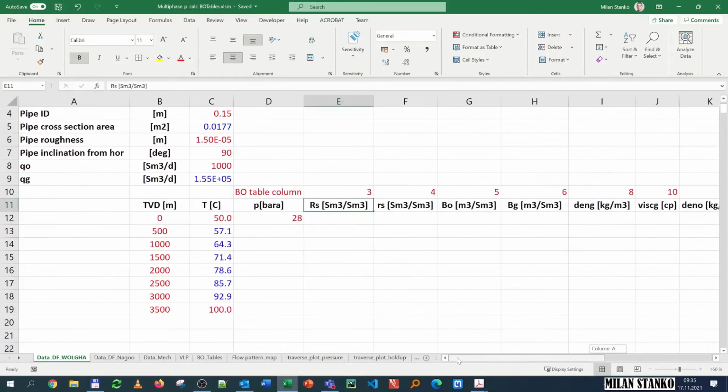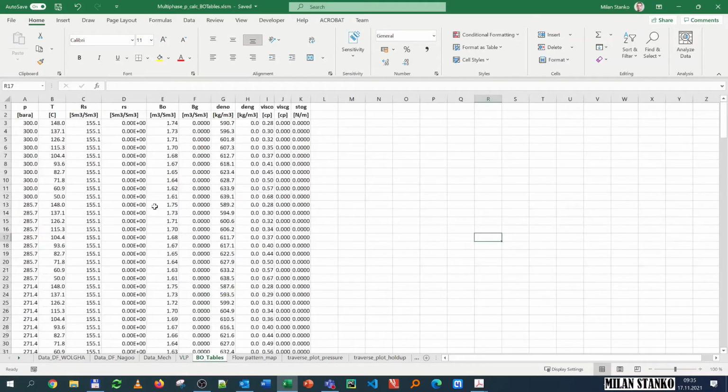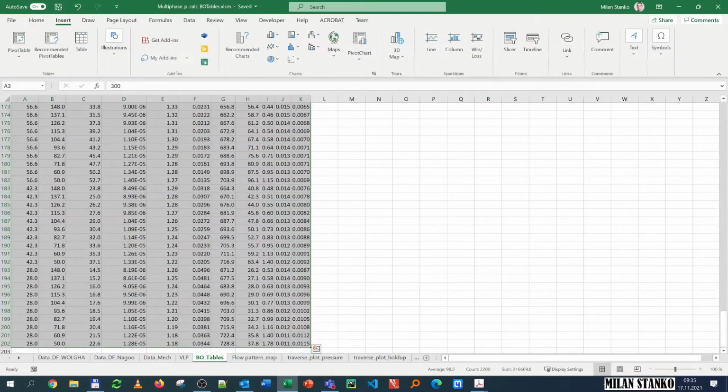Okay, so the first thing is that let's start. We have here a condition of pressure and temperature, so we can calculate all of our black oil properties and all of our fluid properties, and we go here to black oil tables, and these are the tables we have. And first, what I will recommend always is try to check if they make sense.